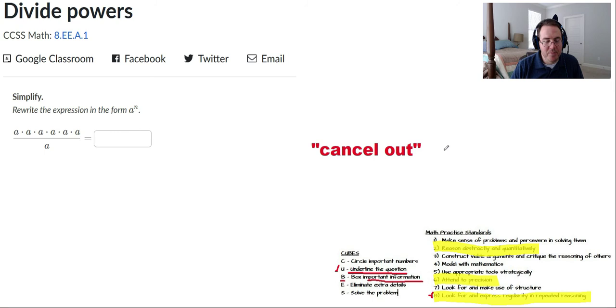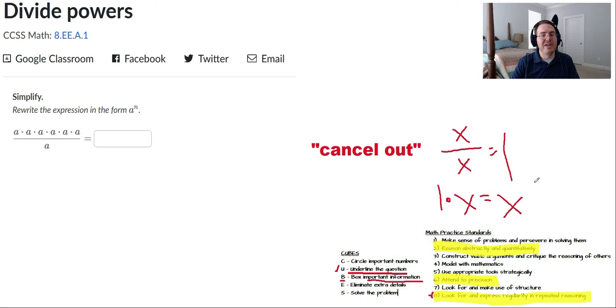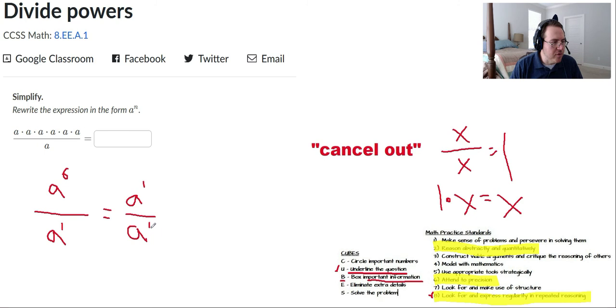Anything divided by itself is equal to 1. That's the first one. And 1 times anything is just itself. Those are the two rules we're just going to completely abuse in this lesson. So when we cancel something out, here's what's happening. See over here in this problem? We basically have 1, 2, 3, 4, 5, 6. We've got A to the 6th power being divided by A to the 1st power. That's what's happening right now. So we could think of this as A to the 1st over A to the 1st times A to the 5th over 1.